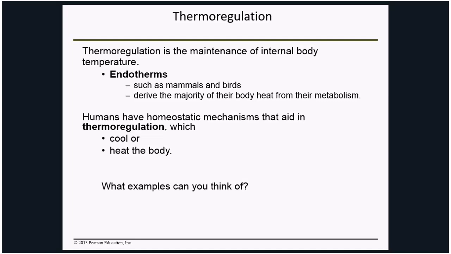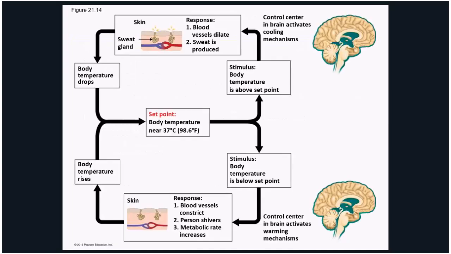The big example of negative feedback for this unit is thermoregulation. Endotherms like mammals and birds have a fairly constant internal body temperature, and most of that heat comes from metabolism, which is the breaking down of our food. There are a few ways our body can stay warm or stay cool. Here's how that negative feedback loop might look for a human.